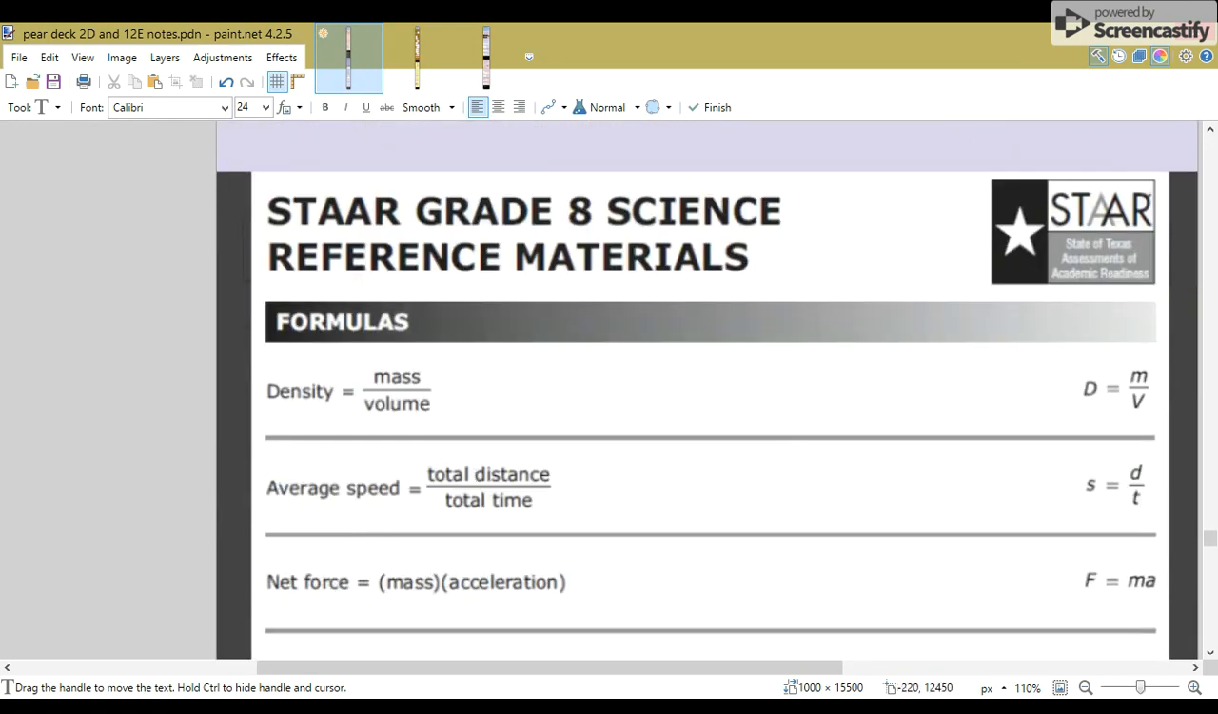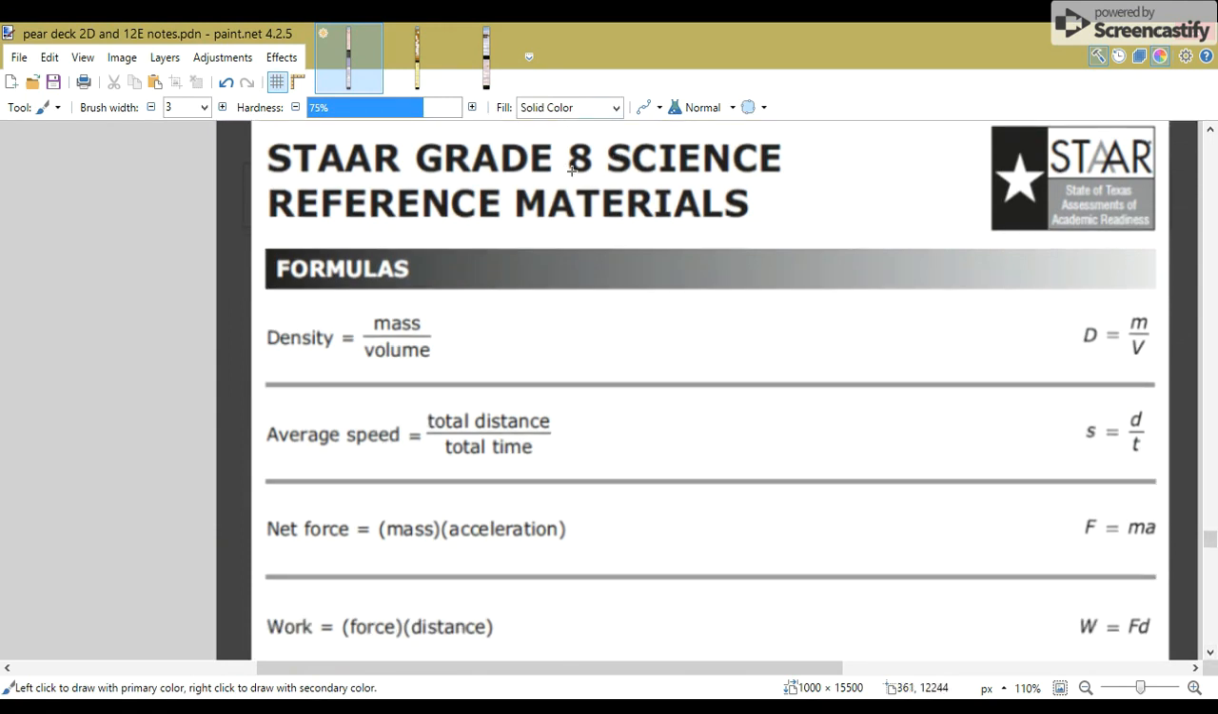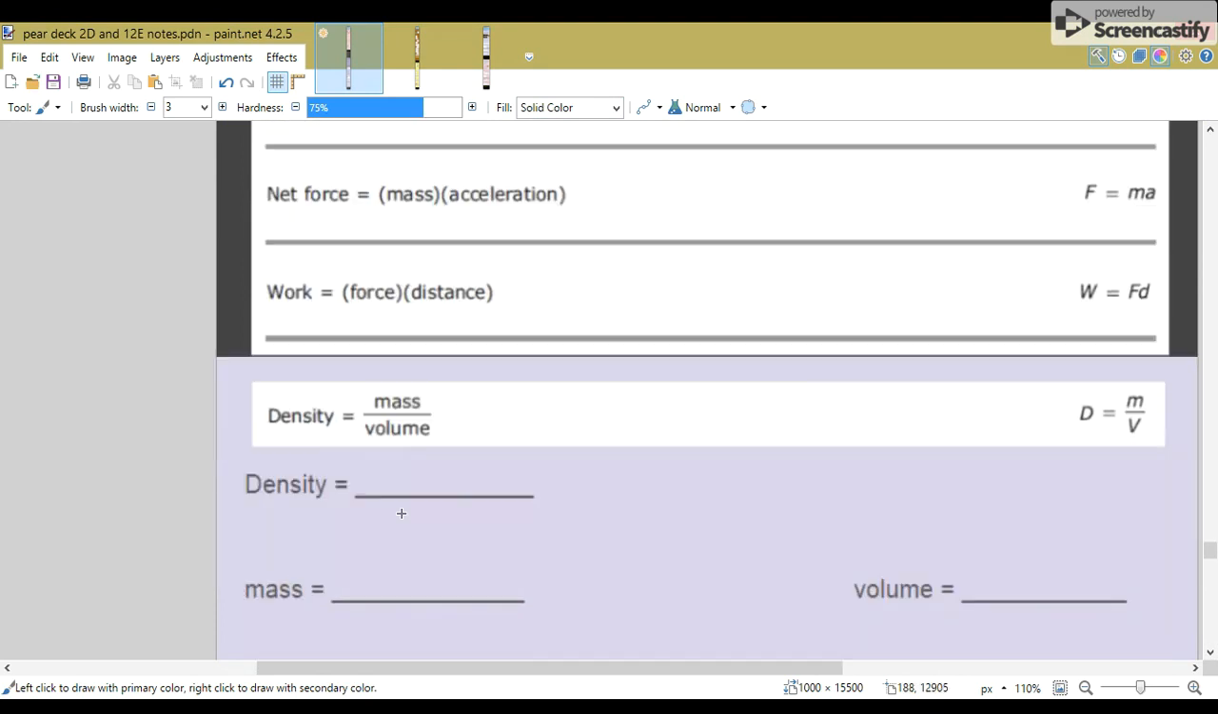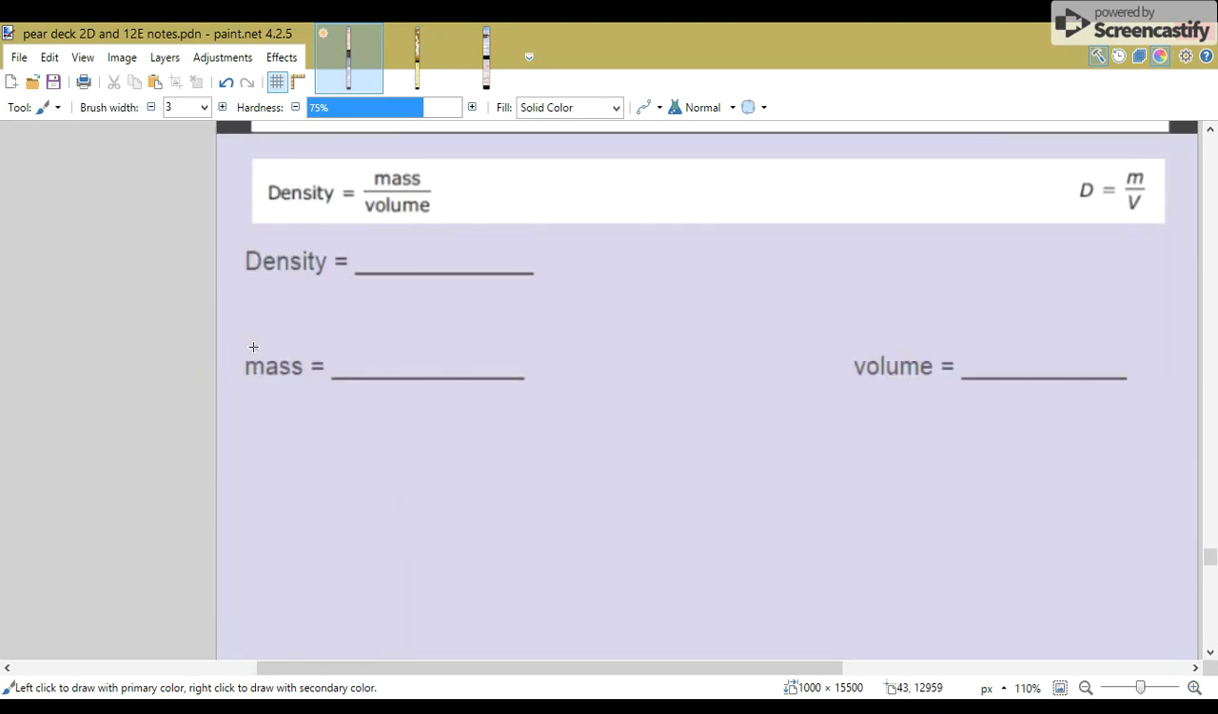Let's go to the next slide. Refer to your STAAR 8th grade science formula chart. We have density, average speed, net force, and work. So density equals mass divided by volume. D equals m over v. Density is mass over volume. That was already given to you. Let's solve for mass now.